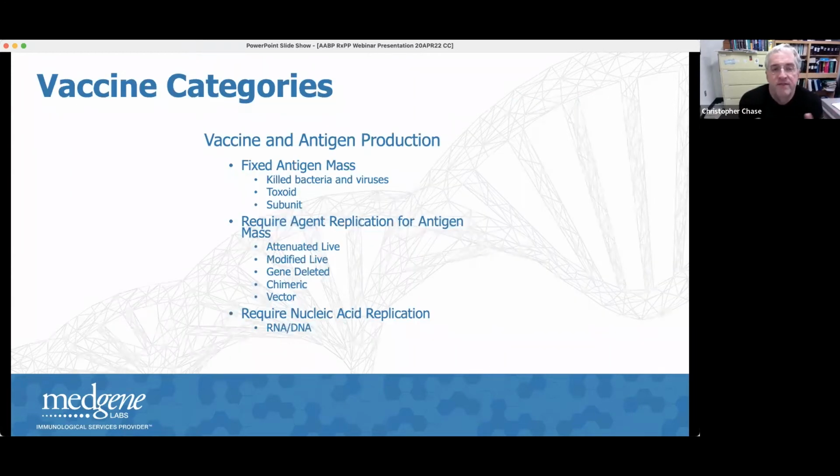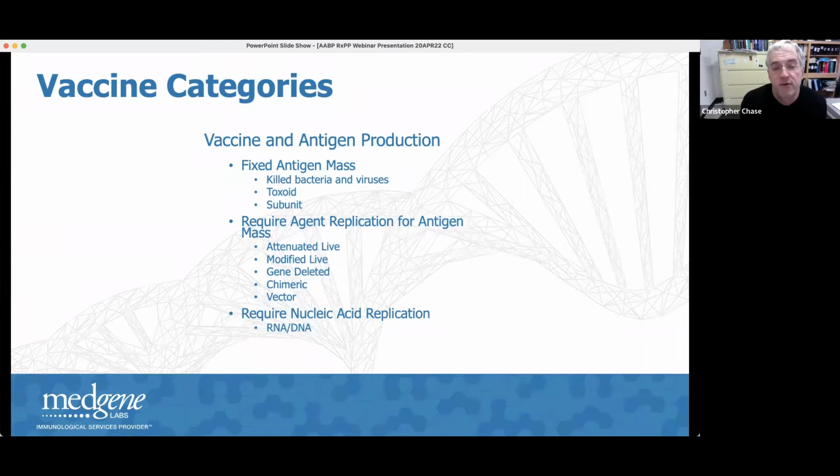I like to think of these vaccines also in a little bit different way, because one of the things I hope that we'll bring home to the message today is the concept of the antigenic mass. So I divided them up here really into a couple groups. So we've got what I call the fixed antigen mass vaccines. So those are our killed vaccines, the toxoids, the subunits. Then we have the live vaccines that require that the agent replicate. So it has to replicate to generate enough antigenic mass to give us a good response. And you can see there's a number of vaccines that fall into that category.